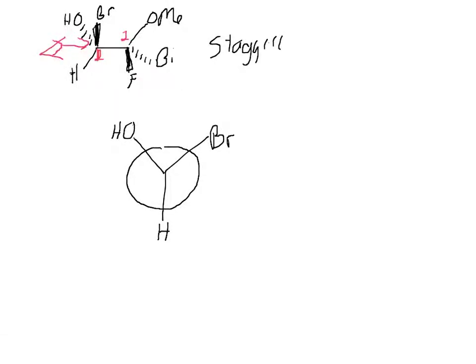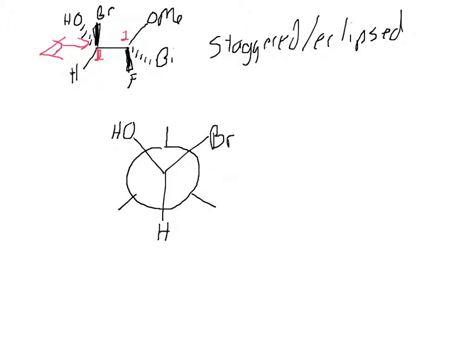Is it staggered, or is it eclipsed? If you take a look at it, right now it's staggered. So let's draw a Newton projection to reflect that. We would draw a Newton projection that is staggered, right?